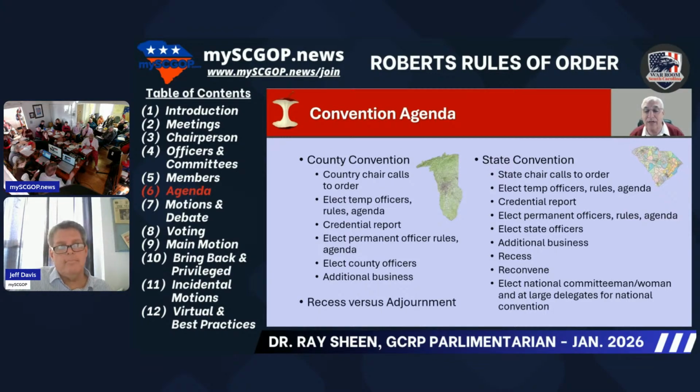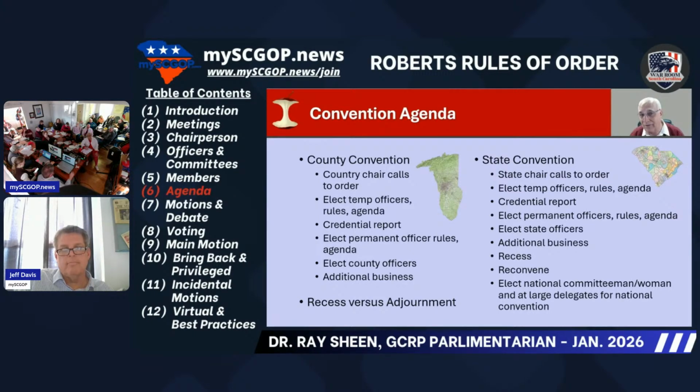According to the state GOP rules, the conventions are recessed, not adjourned. Robert's rules describe the difference. Normally a recess is for just a short break that allows the organization to then continue on with their meeting without going back through opening ceremonies and all the things associated with starting a meeting.